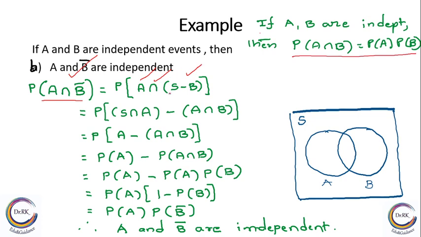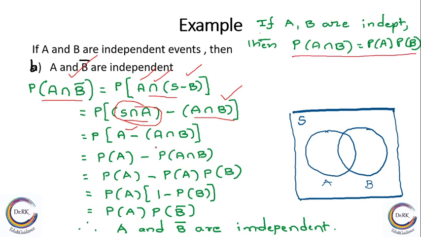Now this can be written as A intersection S, that means S intersection A minus A intersection B. Now similar to the previous observation, S intersection A: S is the complete sample space, A is this. Intersection of S and A is nothing but A only.